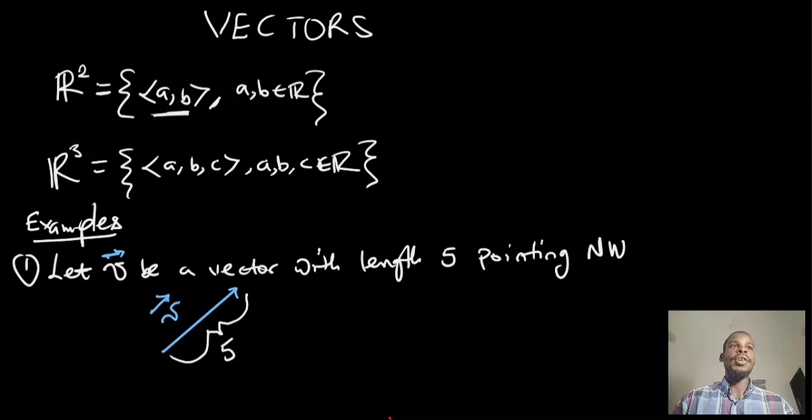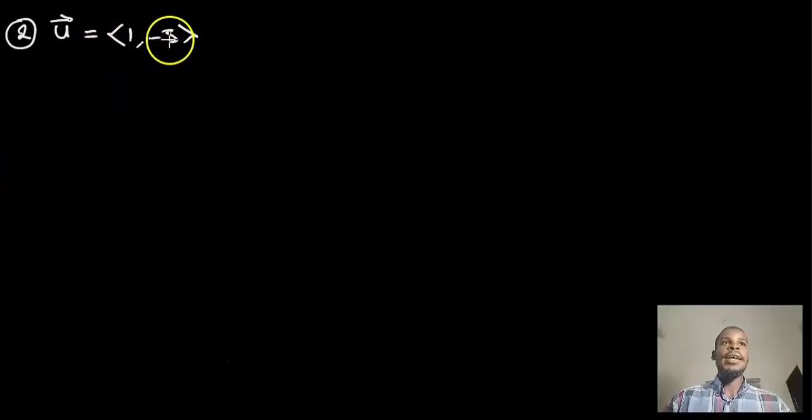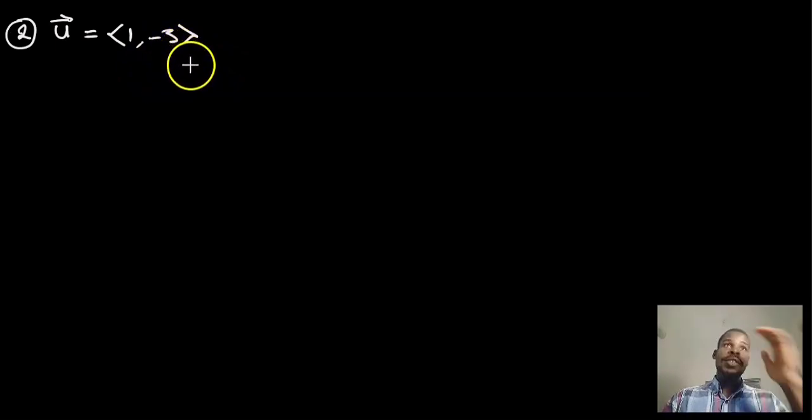Let's run right into the second example. For example 2, let's represent this vector. In this case, we're going to have specific components for this vector. Let U be a vector with components 1 and -3. Given this, you can easily know that this is a vector from R2, because there are just 2 components, 1 and then -3. So 1 is a vector in the unit vector I direction, and then -3 is a vector in the unit vector J direction. You can say pointing along the x and y axis respectively.